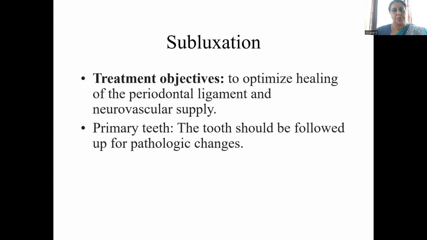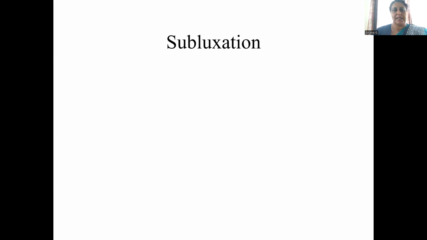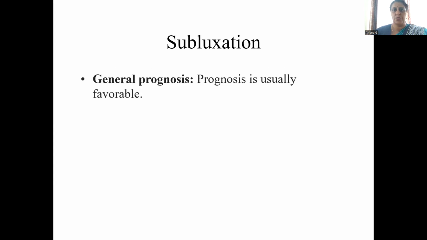Treatment objectives are to optimize healing of the periodontal ligament and the neurovascular supply. Primary teeth should be followed up for pathologic changes. Permanent teeth, you should stabilize the tooth by a splint and relieve any occlusal interferences, and splint for not more than 2 weeks. By that time, the pulp and the periodontal ligament would heal. But you will have to recall the patient like in case of concussion and do a vitality test.